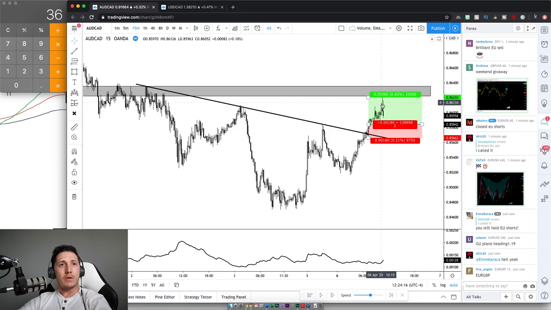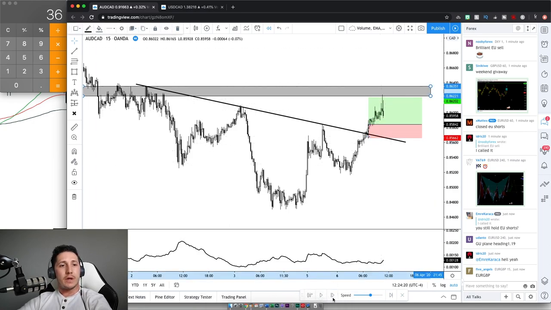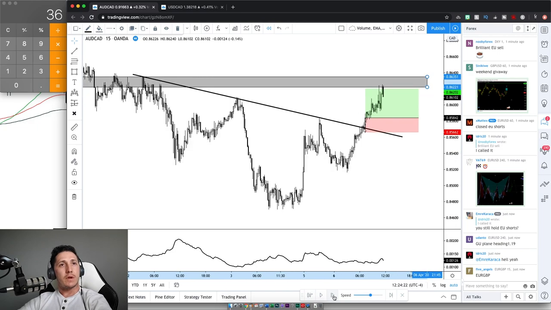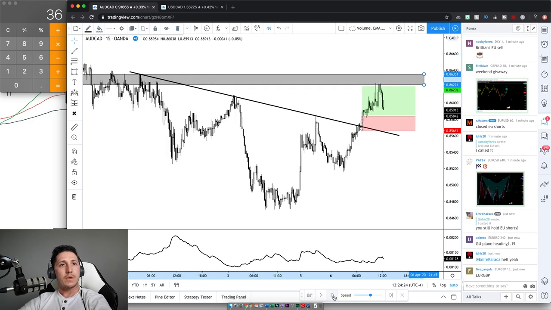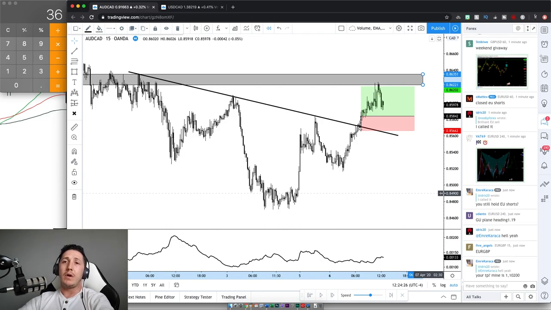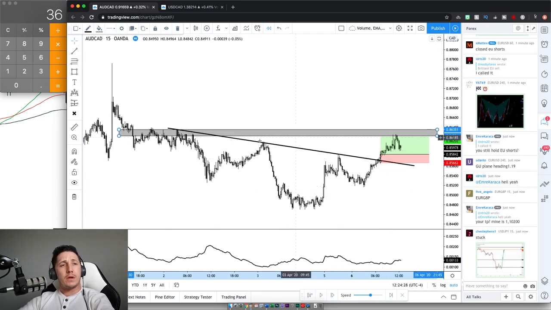Took a little while, but we got our take profit hit right here. All right, and then let's see what happens further. And it does reject and come back down. So depending on where it is on the chart and the formation of it, you're going to want to be aware of all that, and you're going to want to trade accordingly.